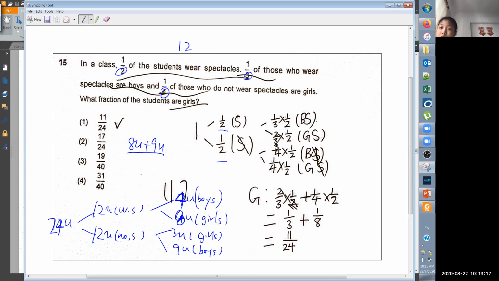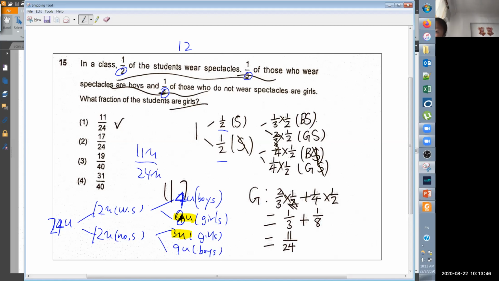What fraction of the students are girls? Let me see if I make any mistake. 1/3, 4u, 8u, 1/4 of those who do not wear specs, 1/4 is 3u, right? So basically I should pick these two, so I add up, it is 11u over 24u. So that's how you get it.